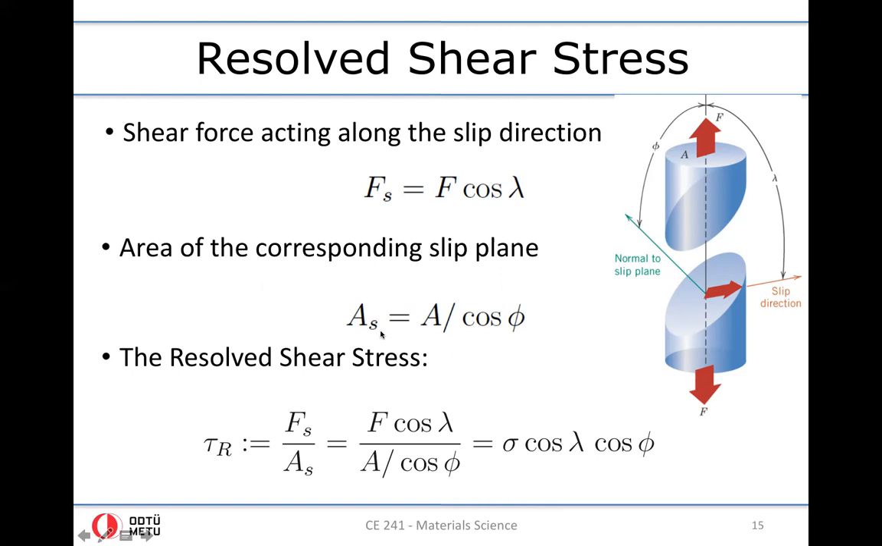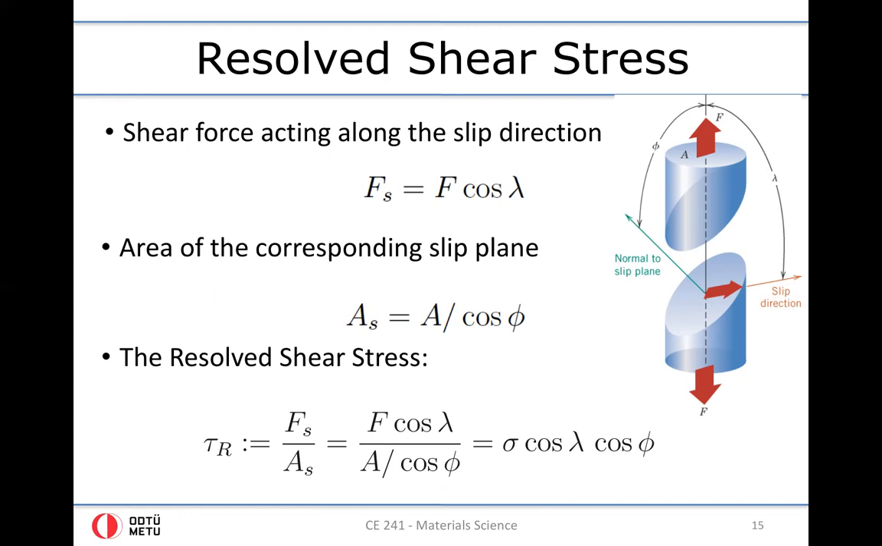Then the resolved shear stress is obtained by dividing the projected shear force by the area of the slip plane A_S. So if you carry out this operation, you find essentially the same result, where sigma, that is F over A, is the externally measured stress, and the cosine lambda and cosine phi are the direction cosines that are related to the orientation of the slip system with respect to the externally applied force.